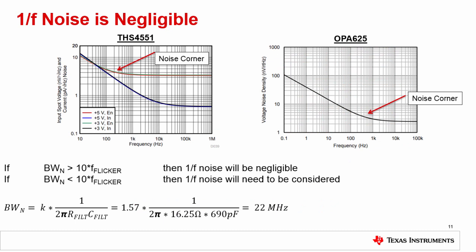1/f noise calculations can be complicated. One way to avoid these calculations is to look at the noise corner of the spectral density curve. The noise corner is the point at which the 1/f noise and the broadband noise intersect. This can be graphically estimated by looking at the bend in the curve. If the noise bandwidth of the amplifier is 10 times greater than the noise corner, then the 1/f noise can be neglected. In this example, the noise bandwidth is 22 MHz. The noise corner of the THS4551 is around 300 Hz, and the OPA625 is 400 Hz, thus we can ignore 1/f noise.